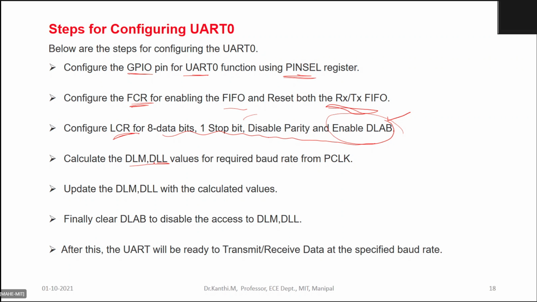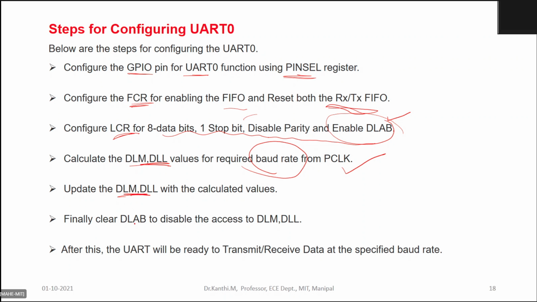Then you calculate the values to be loaded for the specified baud rate using your peripheral clock. Because I'm not using the system clock, I'll be using the UART clock. So we need to know what is the clock given for the peripheral. Then update these registers with the calculated values.